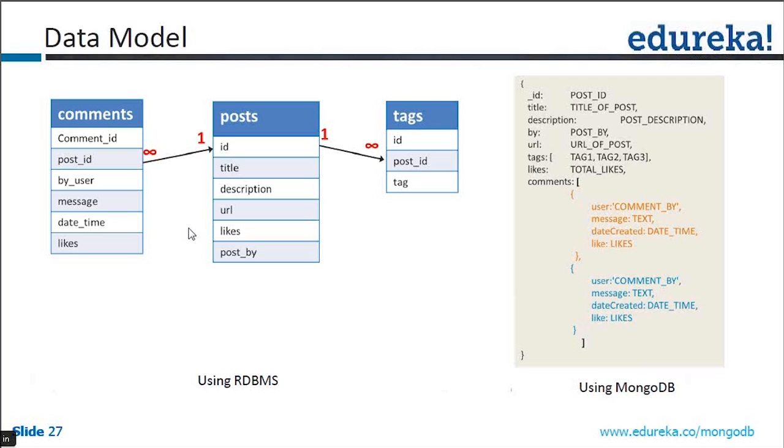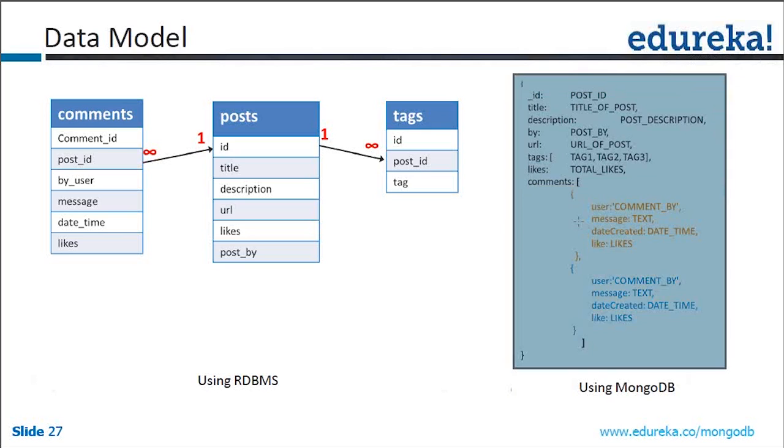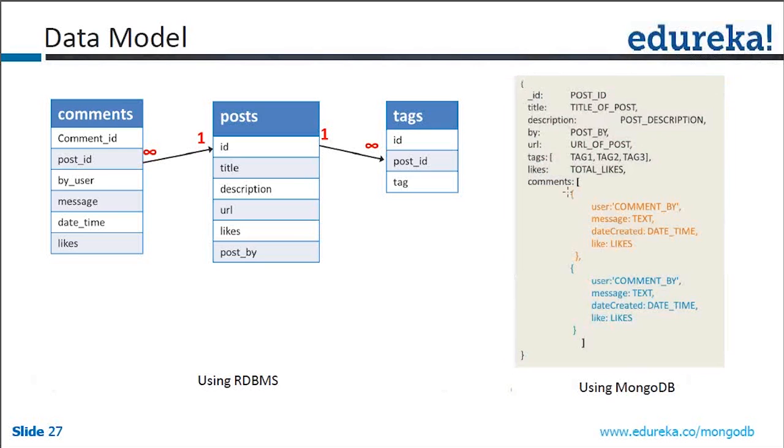Just look at this JSON structure. Along with the fields that are there, instead of creating separate documents altogether, we have created a sub document or a nested document called comments. As multiple comments can be associated with a particular post, we are using an array representation. So it can have multiple comments like this.